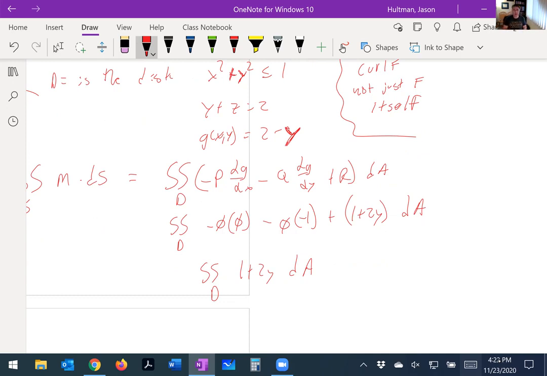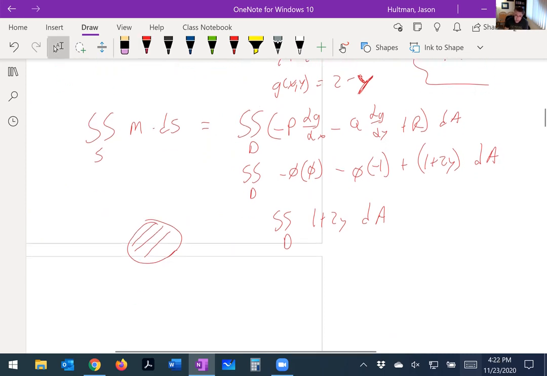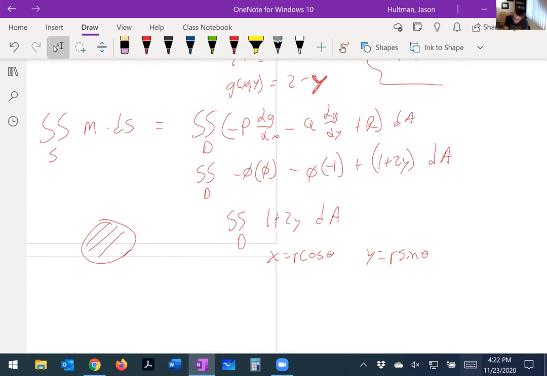But what's the double integral going to be? Well, it's along this disk, so I'm probably going to want to change it to polar coordinates. So x is going to be r cosine theta, y equals r sine theta. Let's just parameterize this into polar coordinates.